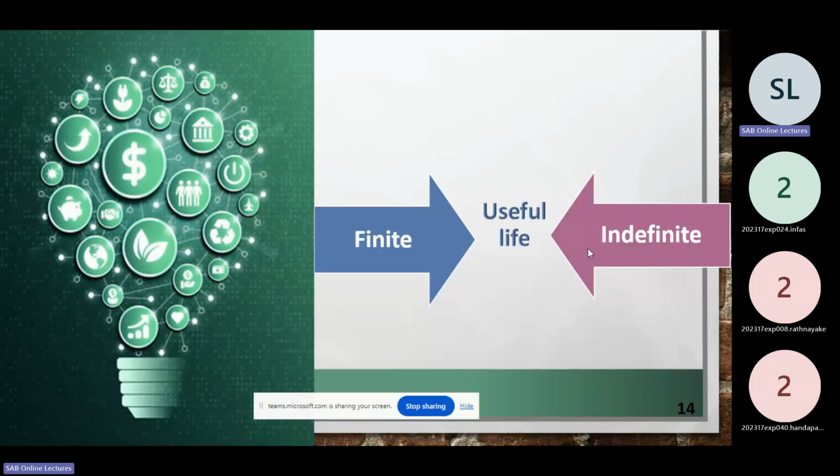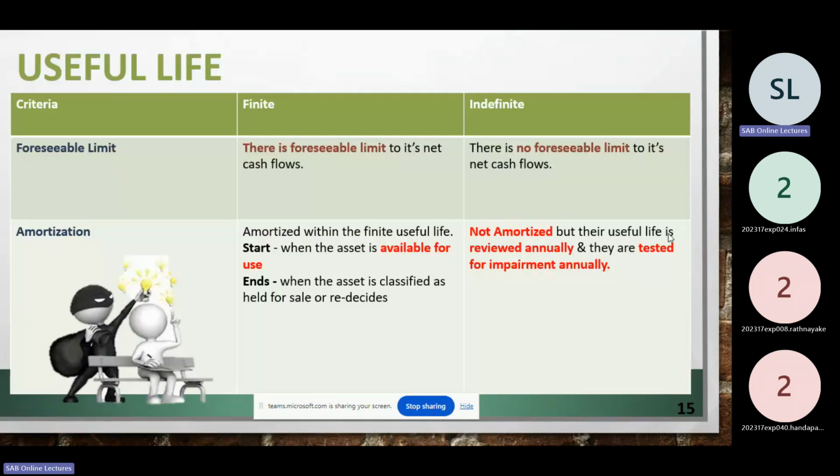Thanks. With this, I would like to talk about the useful life of intangible assets. Useful life of an intangible asset can be divided into two: finite useful life and indefinite useful life. Go to the next slide. When considering the foreseeable limits, there is a foreseeable limit to net cash flow in finite useful life, but there is no foreseeable limit to net cash flow in indefinite life.